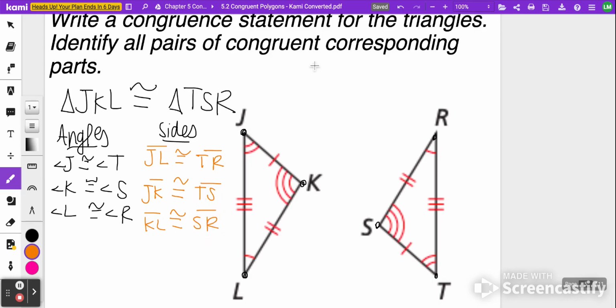One way you could also do this, once you're done naming your shape, JKL, you just stack it on top of the other shape, TSR. And notice J is matching with T, K is matching with S, and L is matching with R. And that just creates a little bit of an easier way to name it, because if I wanted to say, what is KL congruent to, I would say SR, because SR is right underneath KL.